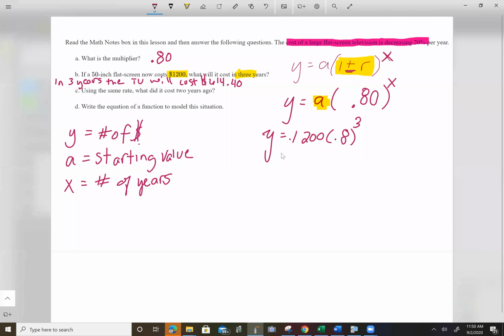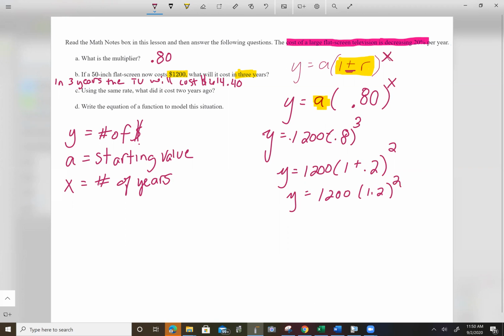Okay, sorry, you guys. So in this case, what we want to do, if right now, instead of decreasing by 20%, we want it to be increasing by 20% because we want to know what it was 2 years ago. If right now it's 1200, 2 years ago, we were going to do the 1 plus 0.2 to the power of 2. Okay. So 1200 times 1.2, 20% increase 2 years ago.